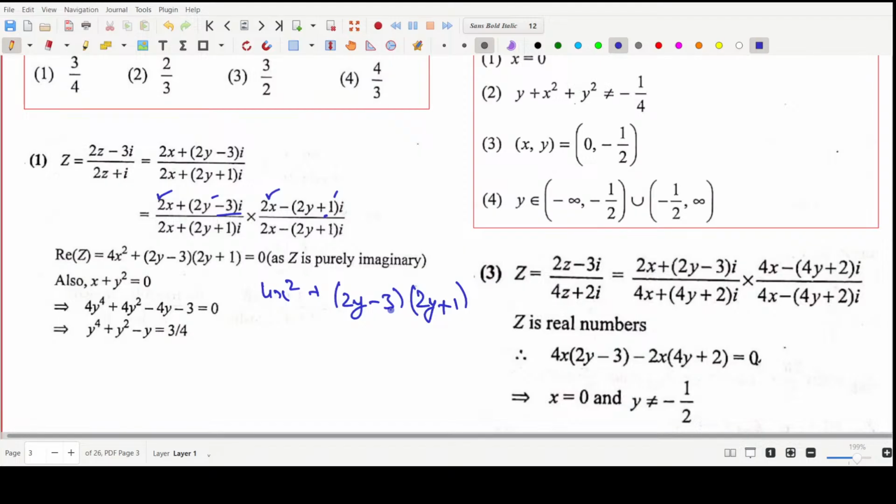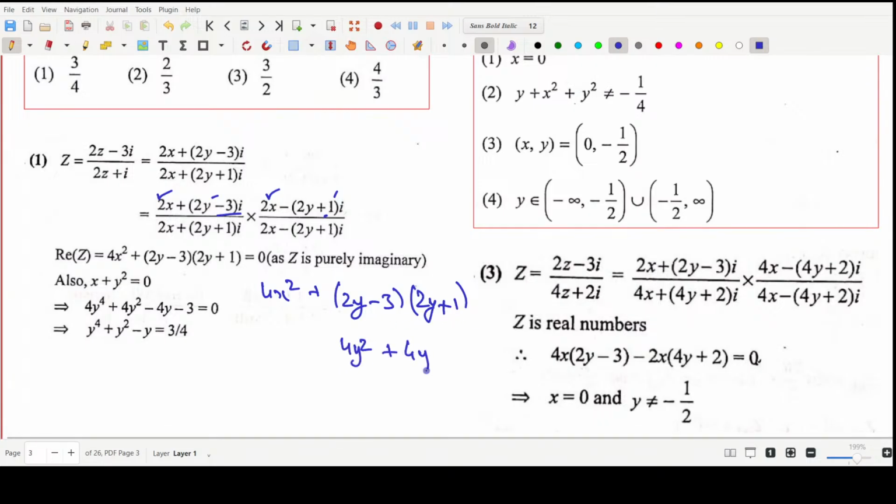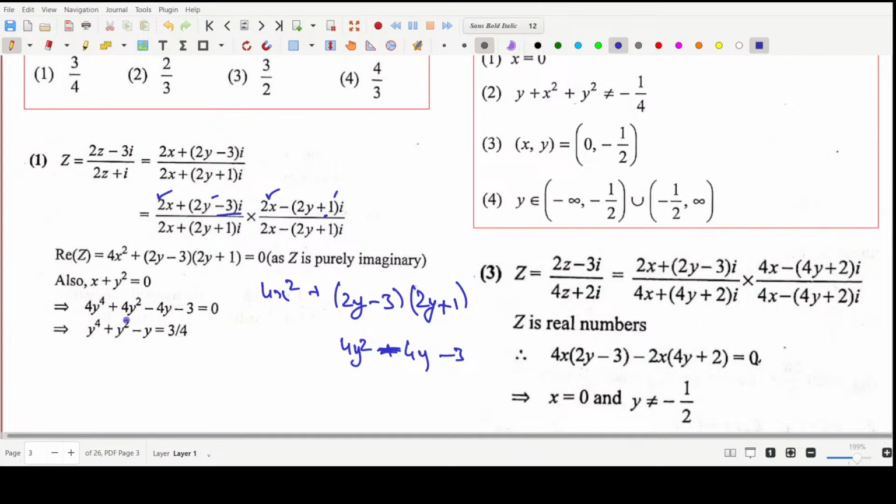Yes, sir. So this one will just expand, right? 4y square minus 2y plus 6y, which is again 4y, right? Plus 4y square minus 4y minus 3 equal to 0. Then take 3 to the other side. This is minus 4y and minus 3, right? Yes, sir.